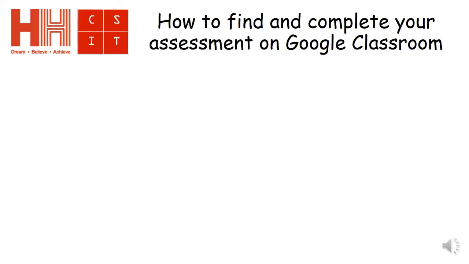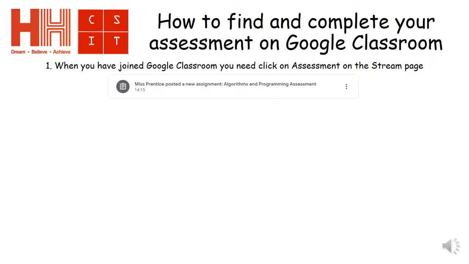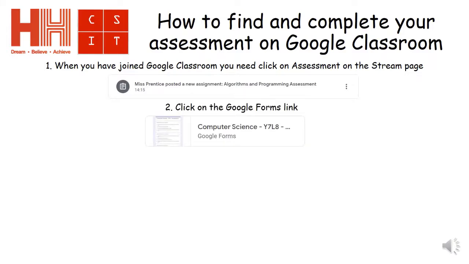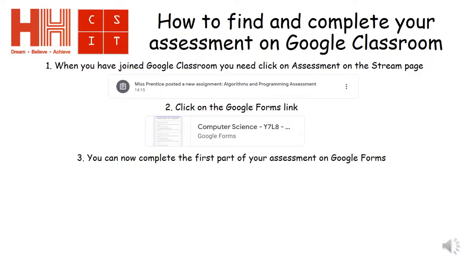We're now going to look at how to find and complete your assessment on Google Classroom. So now you are logged in, you should be able to see on the stream the Algorithms and Programming Assessment. You need to click on this. You will then find a link to Google Forms. You then need to click on this link. This will then allow you to complete the first part of your assessment through Google Forms.